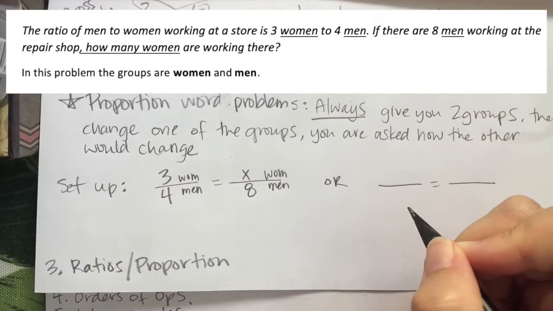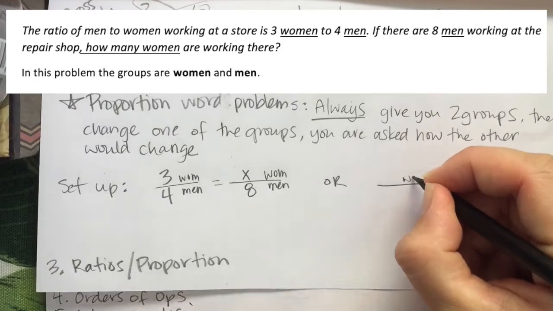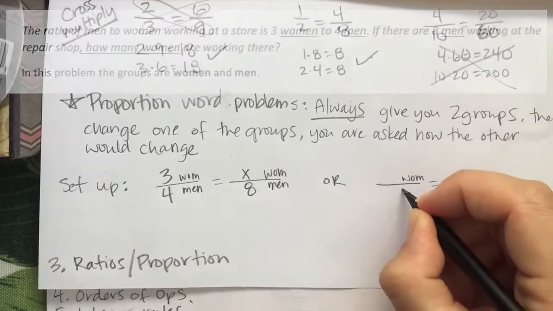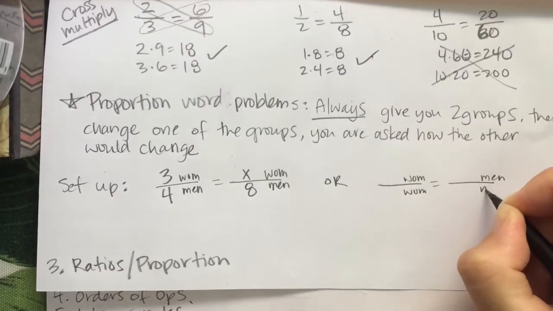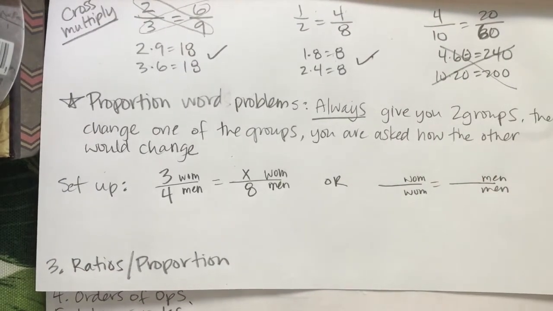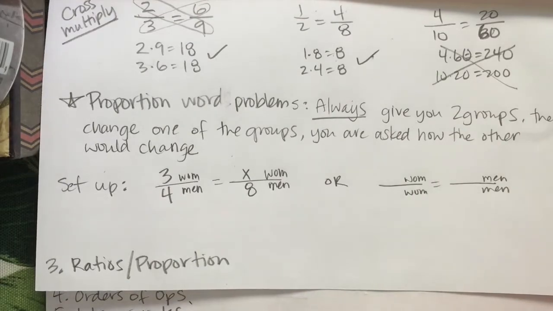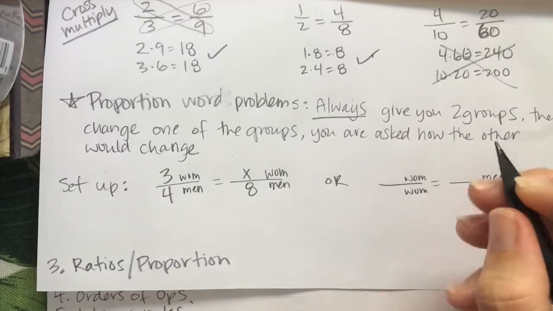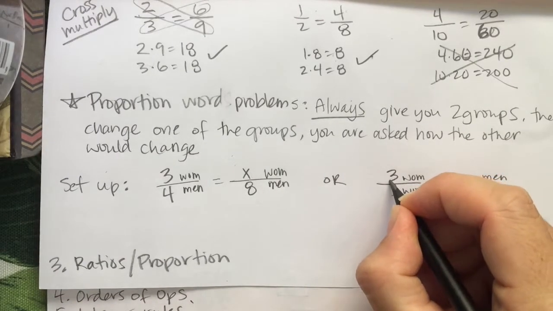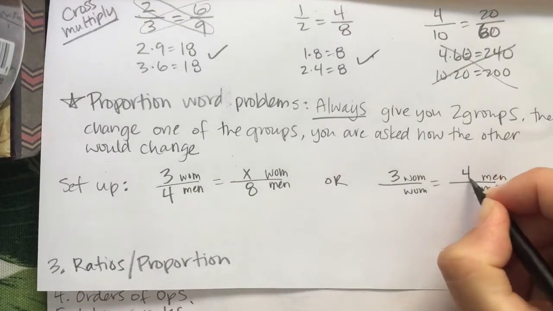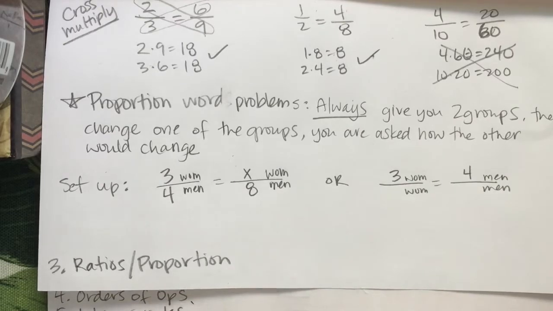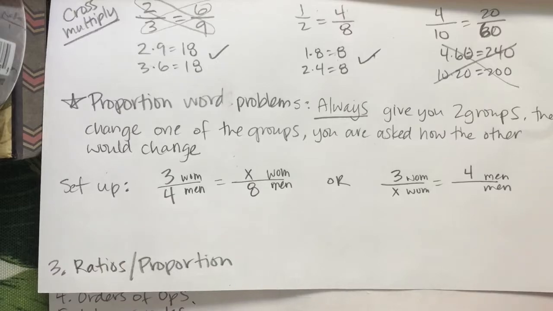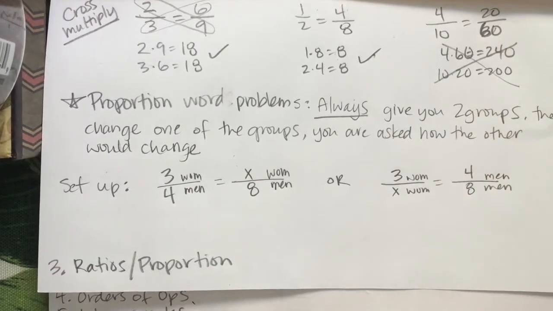The other way you could set it up would be women, men, women, men. I don't care which way you set it up, as long as you stick with the same system every time. So the first group, we had 3 women to 4 men. And the second group, we don't know how many women there are. And there are 8 men.